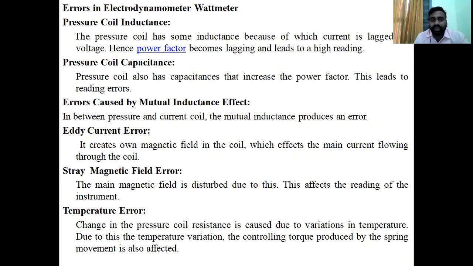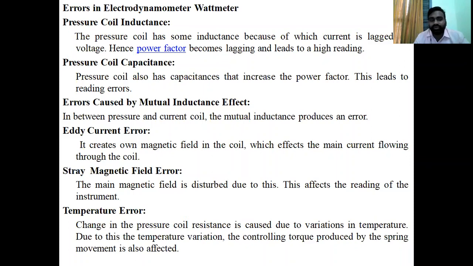Next is the error due to mutual inductance. There is a chance of creating a mutual inductance between the pressure coil and current coil, and that creates an error between the pressure coil and moving coil, and also an eddy current error. This eddy current error will create a magnetic field, and that eddy current will deviate the main currents, and that weakens the magnetic flux. The magnetic flux error is due to the effect of eddy currents.